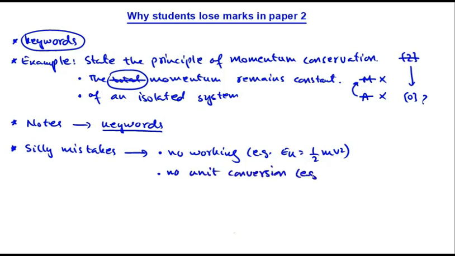For example, from centimeter to meter, and then finally stating the answer to less than the required number of significant figures. Students, over the years, I have seen many smart kids make these mistakes and lose marks. So if you want to secure a decent grade in A-level physics, avoid these mistakes.